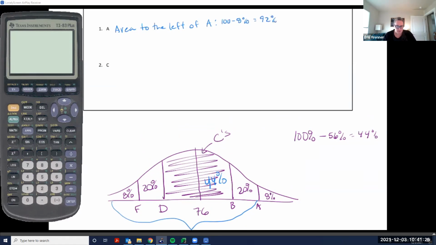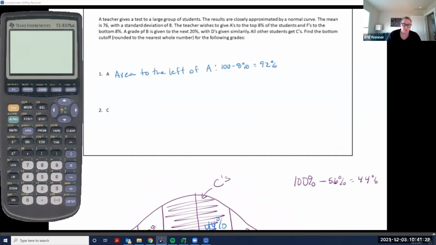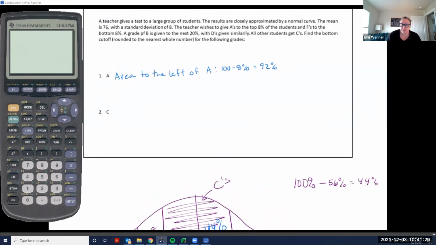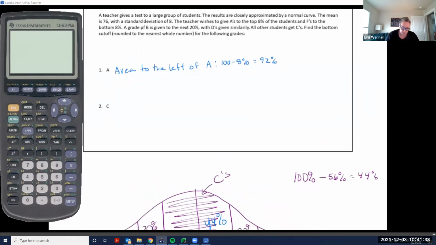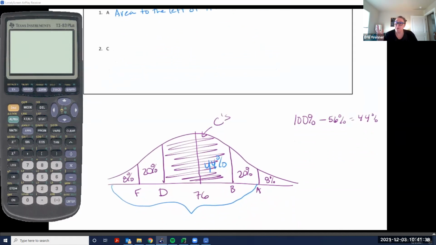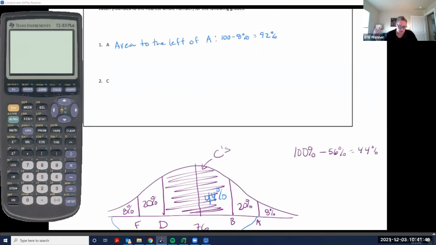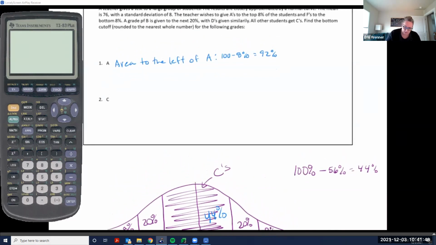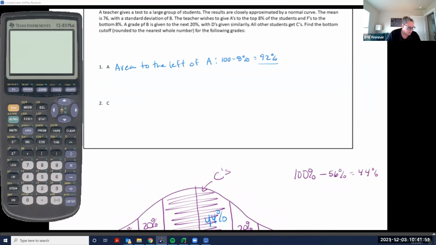Now, in the beginning, I was talking to you about the inverse norm function, and we use it to find the z-score when we don't know X. And so what I'm saying is that we don't know what the A cutoff value is, which is what we would normally call X. We know what our mean is. We know the standard deviation, but again, we don't know what that X is. So in order to find the z-score, because we have the percent of the data, we're going to do inverse norm.